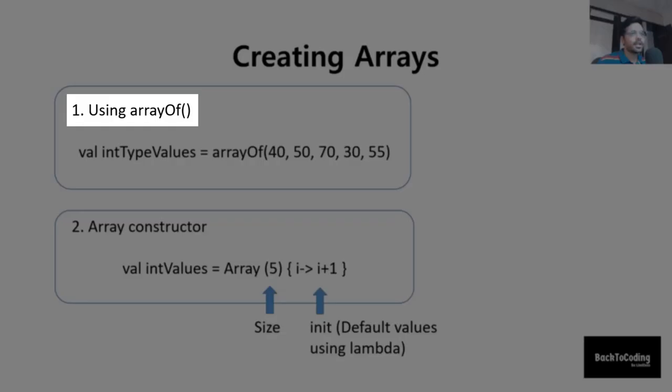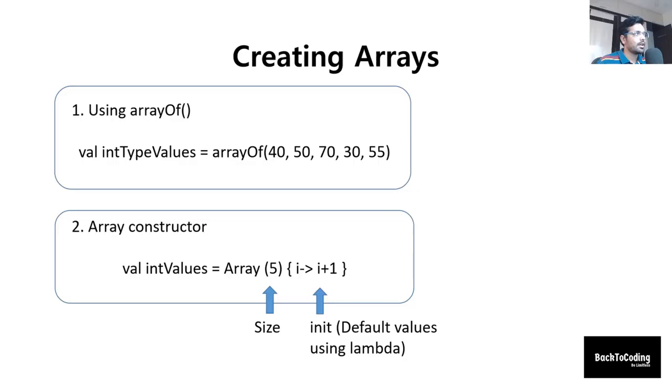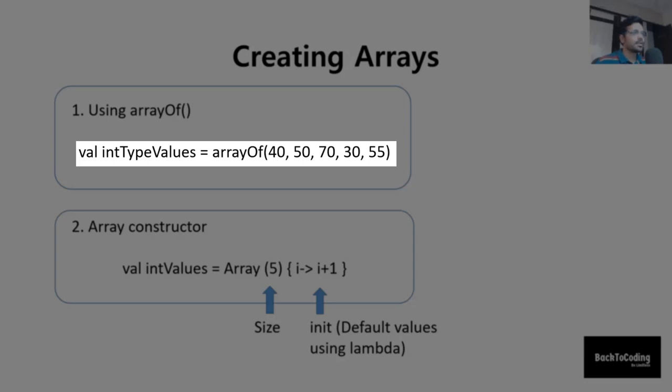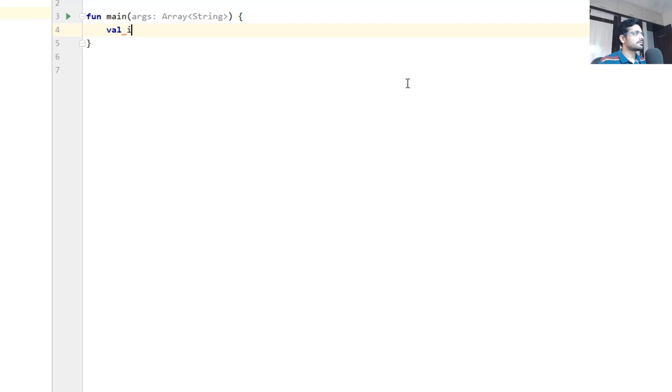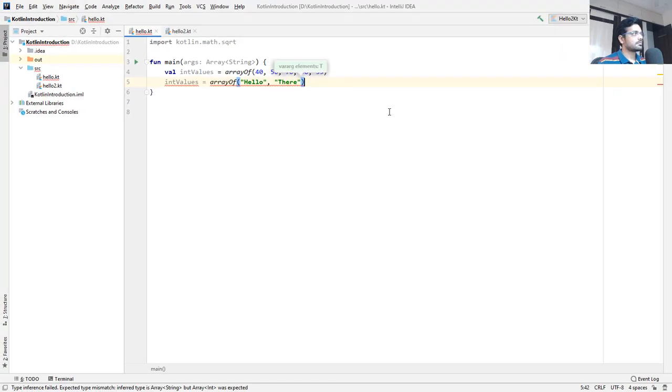We can create an array using the arrayOf function from the Kotlin standard library. This is how it is done. So here the array only contains integer type values. That is, Kotlin infers the type as an array of int values. Let's go to our editor. So as you can see here, the type shown is array of int and it doesn't allow a value of string to be stored inside an array of integers.